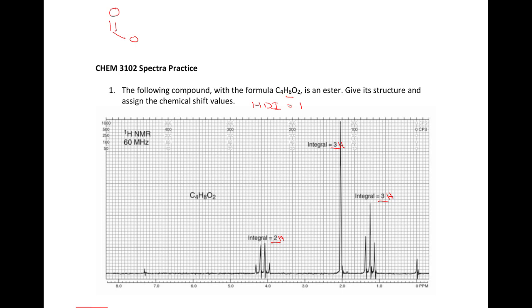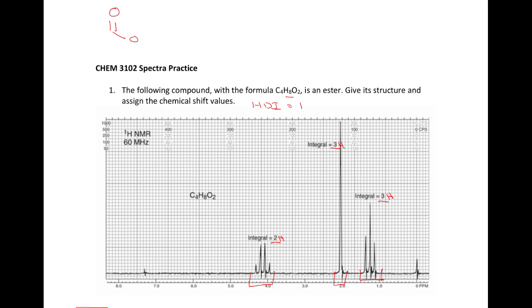I can see that this quartet here, the 4 peaks, must represent 2 protons. This singlet here around 2.1 must represent 3 protons. And this triplet down here, upfield, must represent 3 protons. So there we go. We figured out the HDI, and we know that we have 2 protons, 3 protons, and 3 protons represented by these 3 different signals.